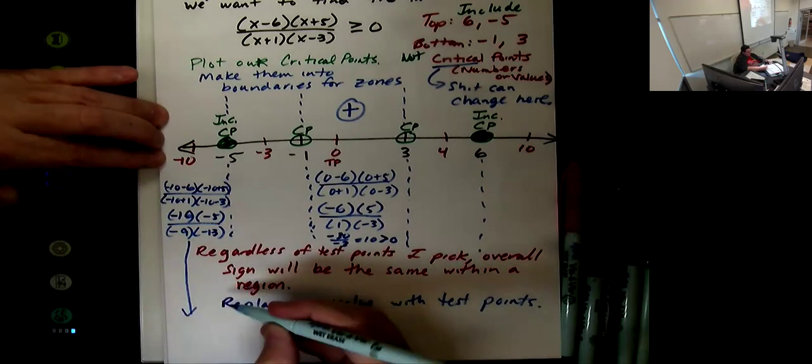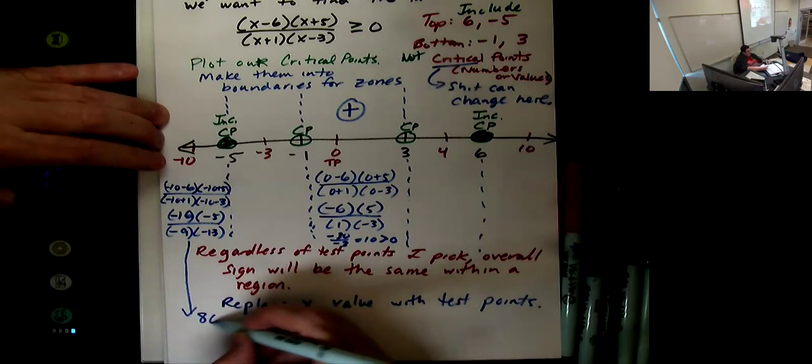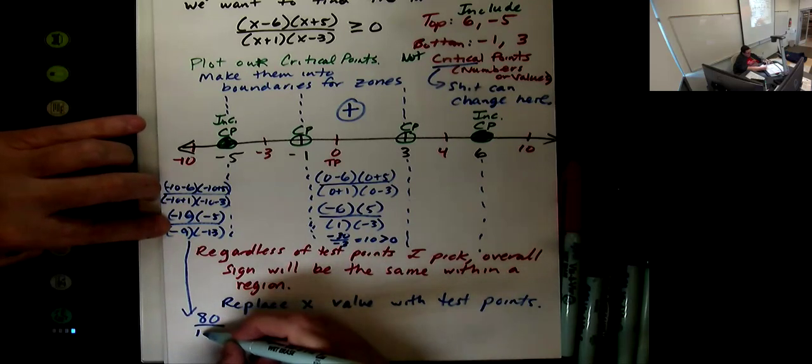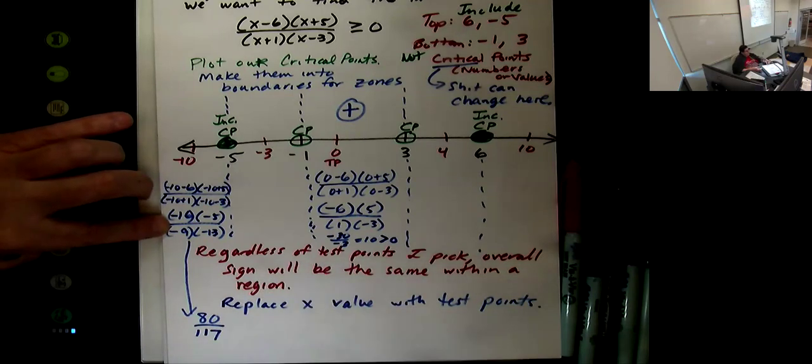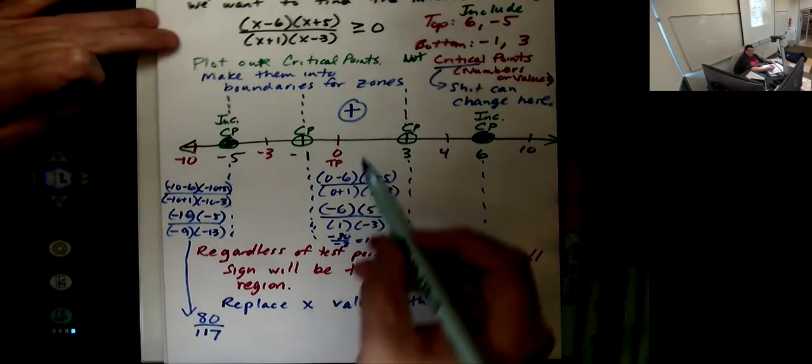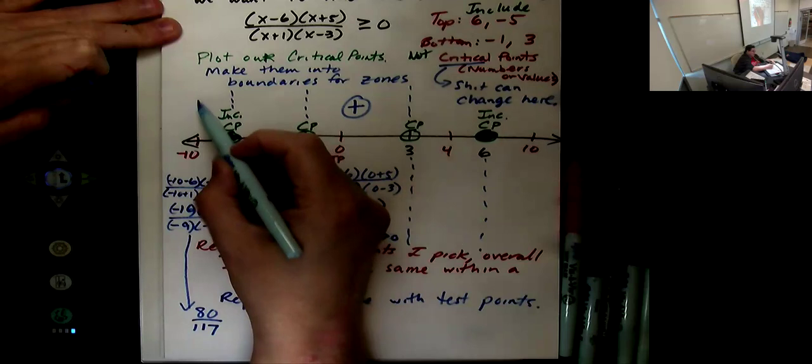16 times 5 is 80, and the negatives cancel. 9 times 13 is 90 plus 27 is 117. And the negatives cancel down there. So this region is positive as well.